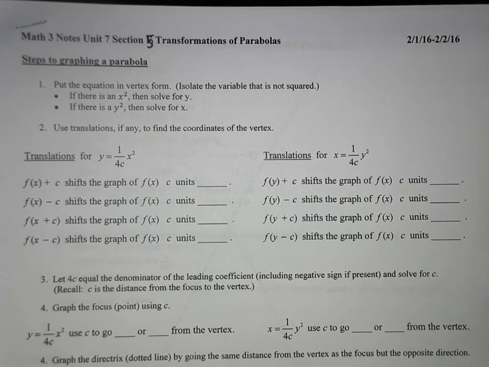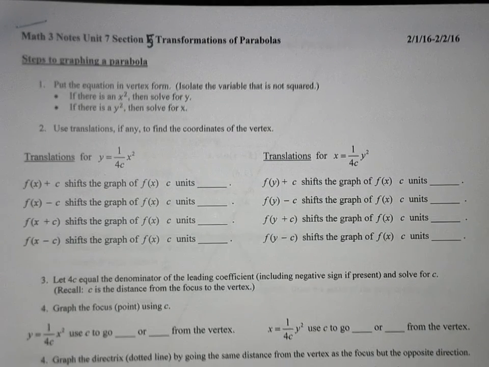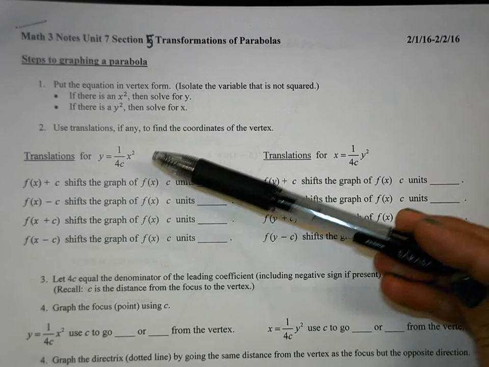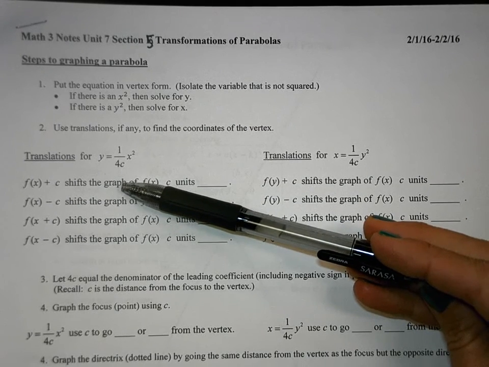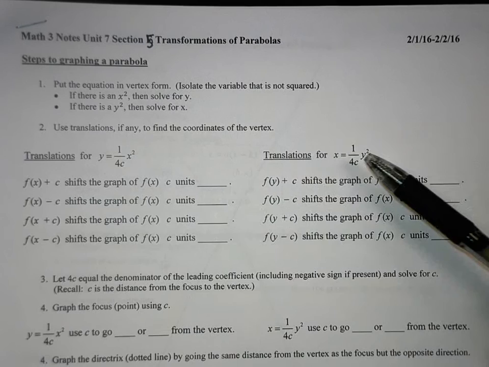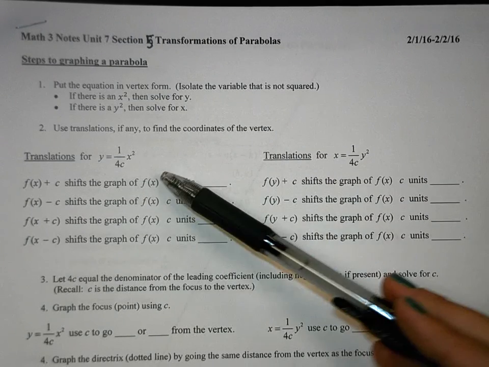Math 3, Unit 7, Section 5. So today we're going to talk about transformation of parabolas, which we've done in the past. We've done a lot of this. Now, the difference today is that now we know about this C value and our focus and directrix. We also now have sideways parabolas as well.